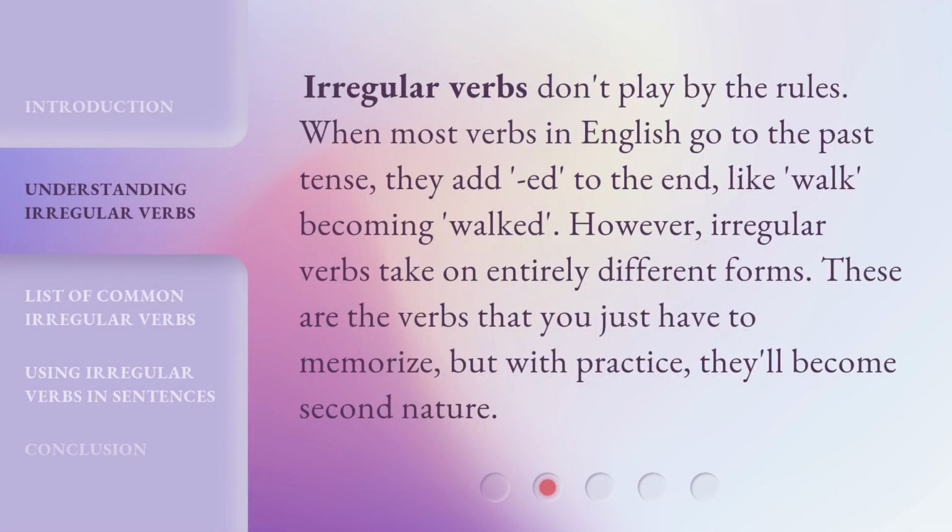Irregular verbs don't play by the rules. When most verbs in English go to the past tense, they add -ed to the end, like walk becoming walked. However, irregular verbs take on entirely different forms. These are the verbs that you just have to memorize, but with practice, they'll become second nature.